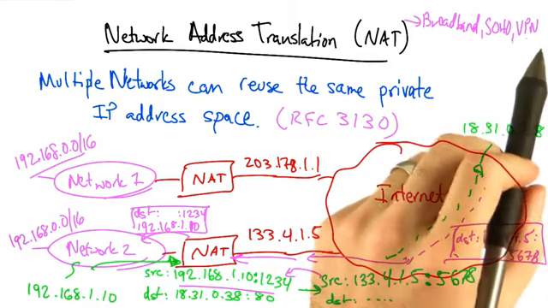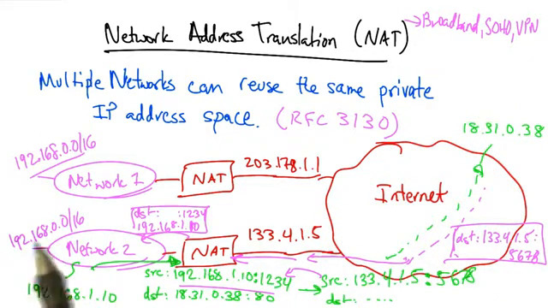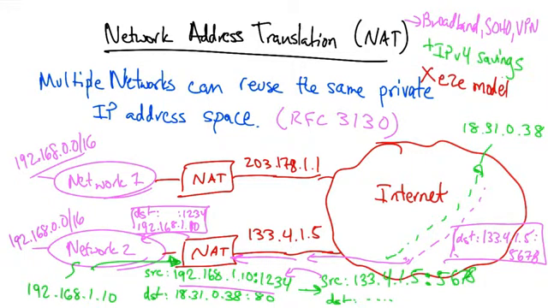NATs are popular on broadband access networks, small or home offices, and VPNs. There's a clear savings in IPv4 address space since there can be many devices in one of these private networks, and yet all of the devices that are behind the NAT only use up one public IP address. The drawback, of course, is that the end-to-end model is broken.